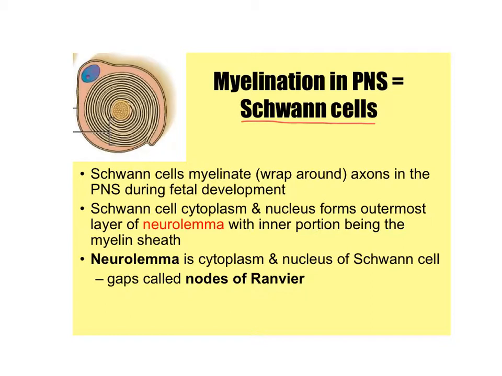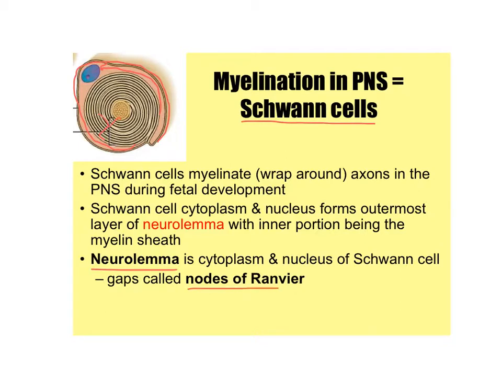Let's see, most of this stuff you're not going to need to know, I don't think. The neurolemma part is this part right out here. It's the very outside, which includes the cytoplasm and the nucleus of the Schwann cell. And this in here, this section right here would be the myelin. Don't remember that being on our tests.